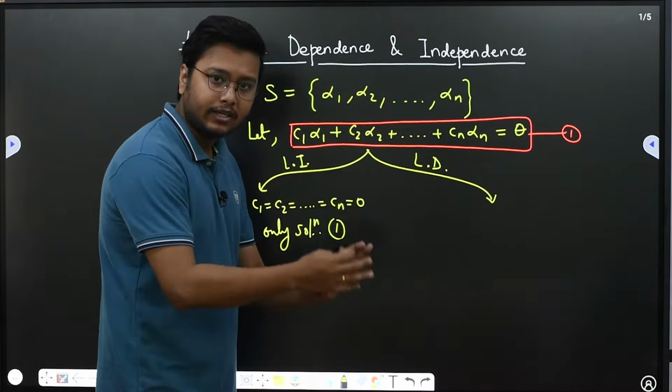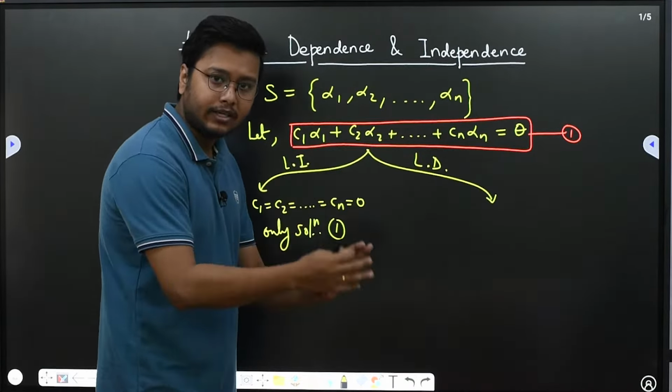Okay. So let me use this information that this set is linearly dependent. So first of all, let me name this set as the set S. Okay. So S is linearly dependent. Then, going to the definition of linear dependence, consider the statement C1 alpha 1 plus C2 alpha 2 plus dot dot dot Cn alpha n equals theta. I'm considering this statement and calling it number 1.